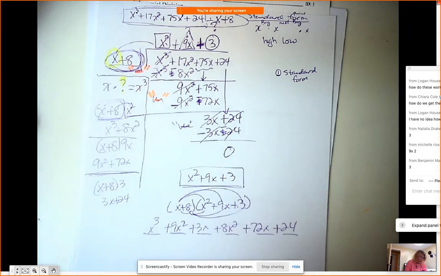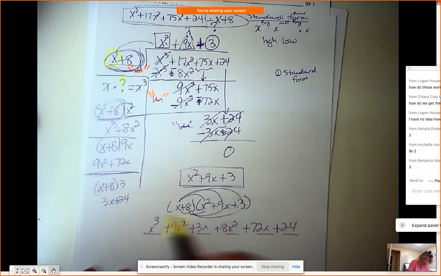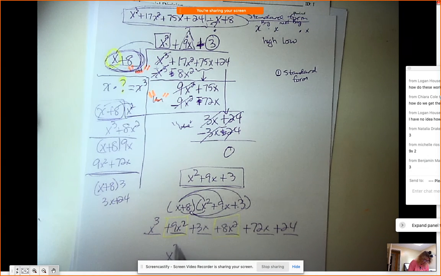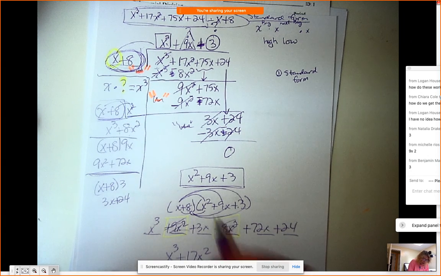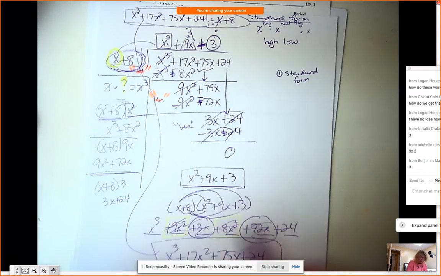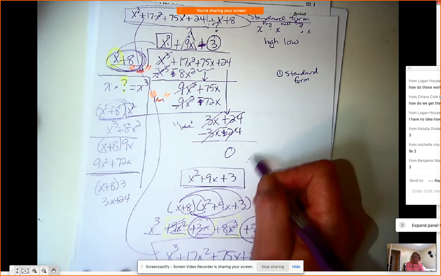Remember, you can combine like terms. X squares, and I know I call them weird names because that's what I do. 9 and 8 is 17, x squared. Okay, I'm done with those. Now I need just x. I got 3x and 72x, that's 75x. And then I had the 24. Do you see how this turns out to be the original problem? So I know I have the right answer, but this is the only answer I'm looking for.